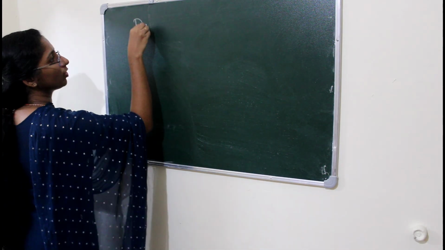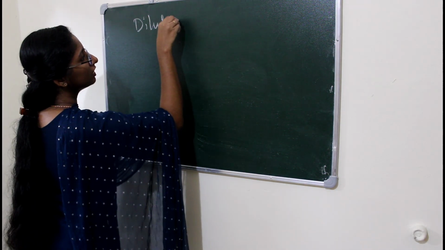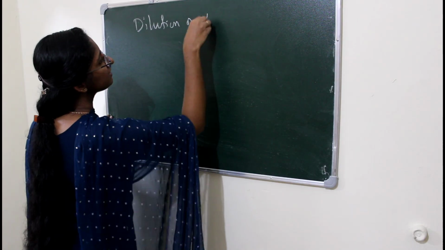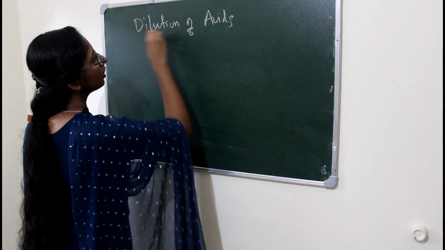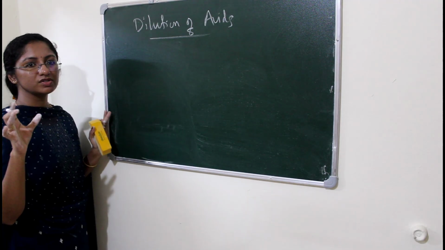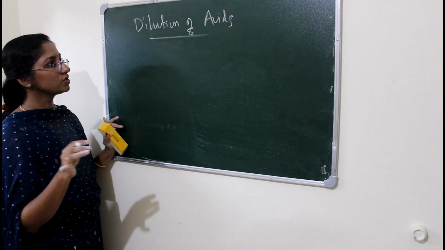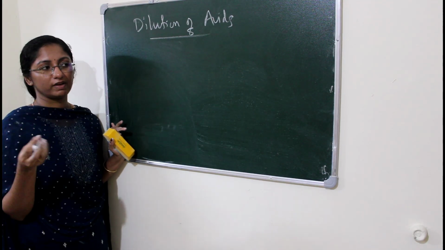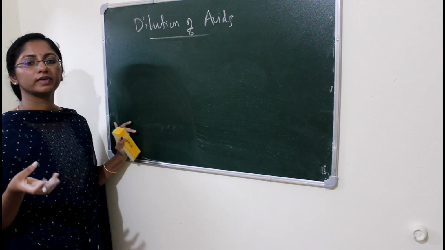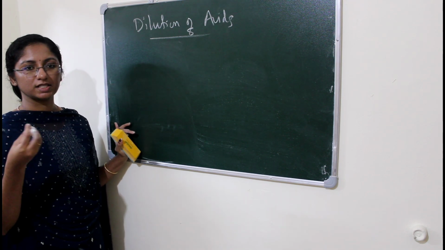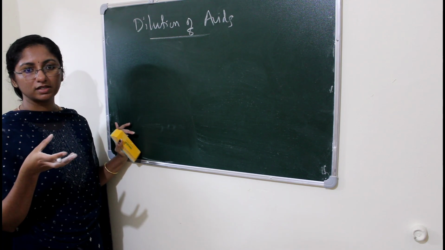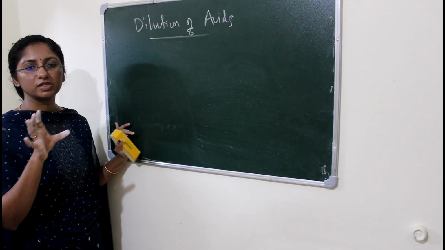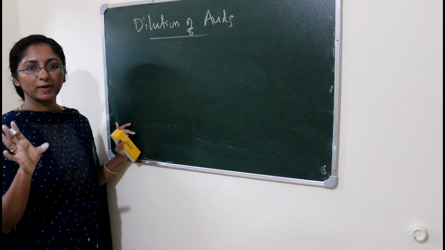So then the next topic is dilution. Dilution of acids. Okay. So actually acid is a concentrated liquid, right? So acids will have H plus ion as the common ion. So when we take the case of HCl, HNO3, H2SO4, that means hydrochloric acid, nitric acid, sulfuric acid, the common ion which is present within these acids is the H plus ion, right?